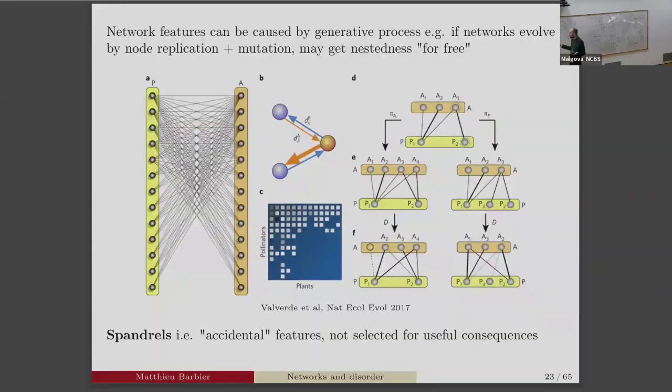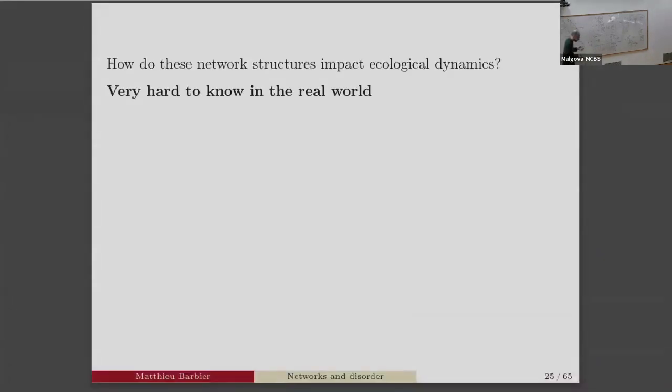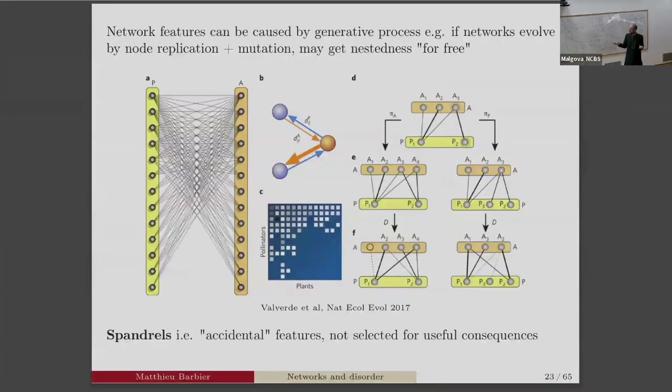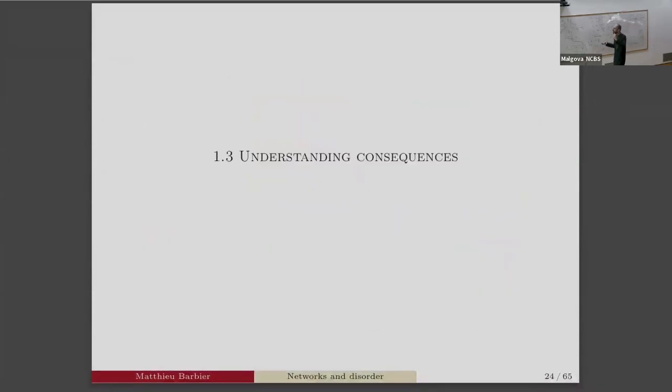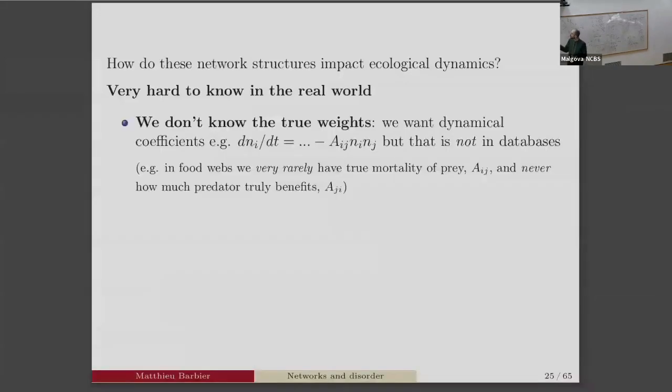I will just finish by understanding consequences because I have 2 slides about it, which is basically we don't know. And why don't we know? So we have all these nice network structures that we can see, and we can understand some of them pretty well, where they come from potentially, or we have good hypotheses for where they come from. But what they do to the ecology is very hard to know. And first reason is we don't have the true weights. What we would want in a Lotka-Volterra model is Aij here, which is the impact of J on the mortality or growth of I.